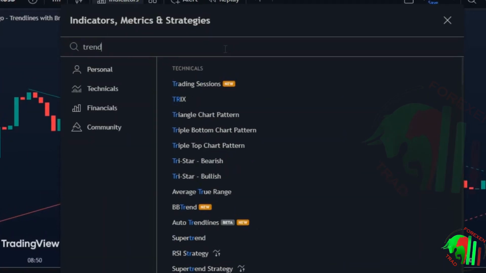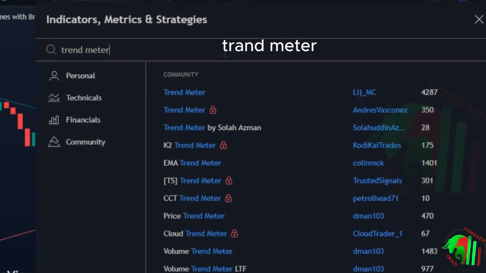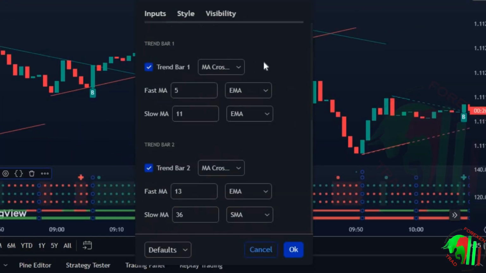We will search for the trend meter indicator. Change the settings as follows. Trend bar 1: Fast 4, Slow 7. Trend bar 2: Fast 13, Slow 33.